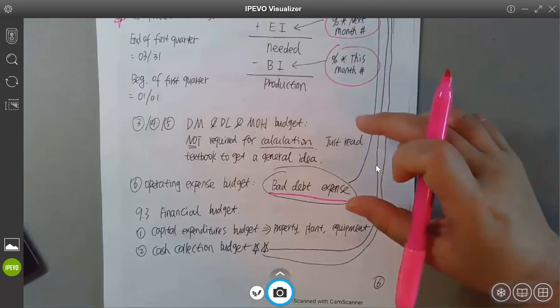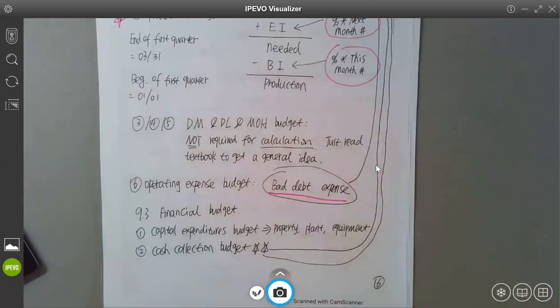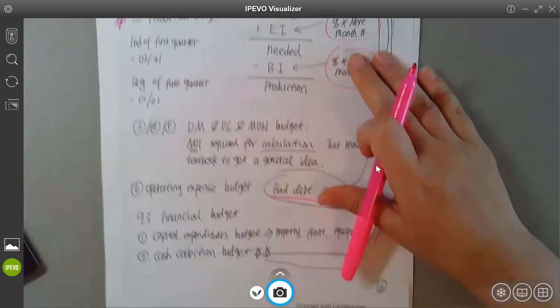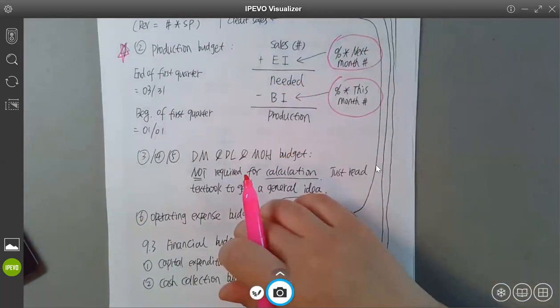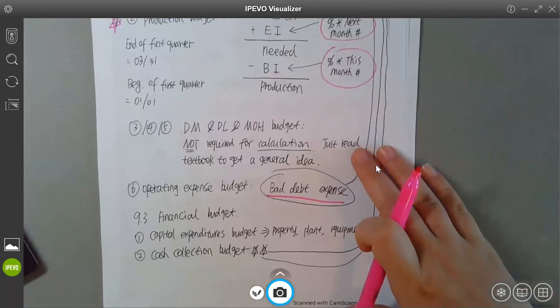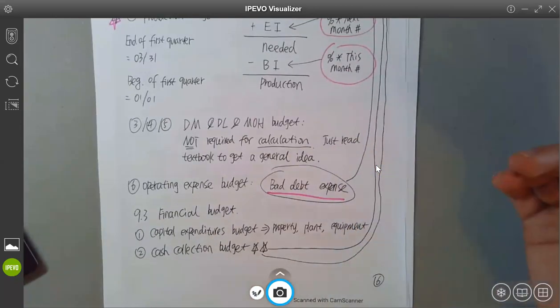Okay, next thing. So we are done with our operating budget. From the operating budget, we got our revenue, our cost of goods sold, our period cost, and we will get our budgeted income. Now we go to our financial budget.